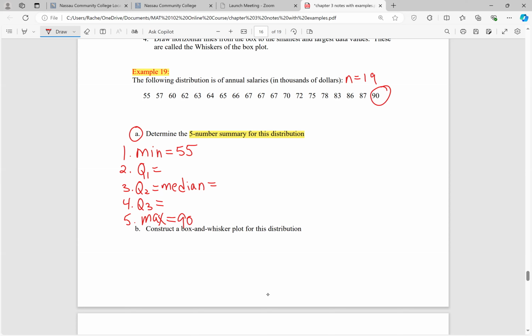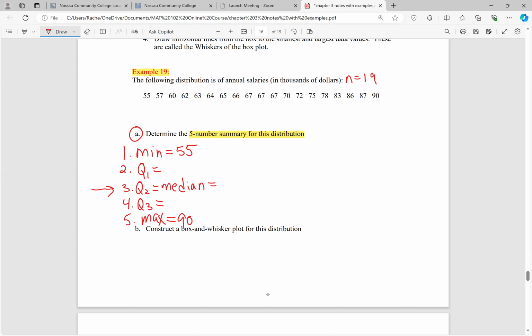So now what we want to find are the 3 quartiles, Q1, Q2, Q3. I think when you do this by hand, the easiest one to find first is the median, which is Q2 or the 50th percentile, right?